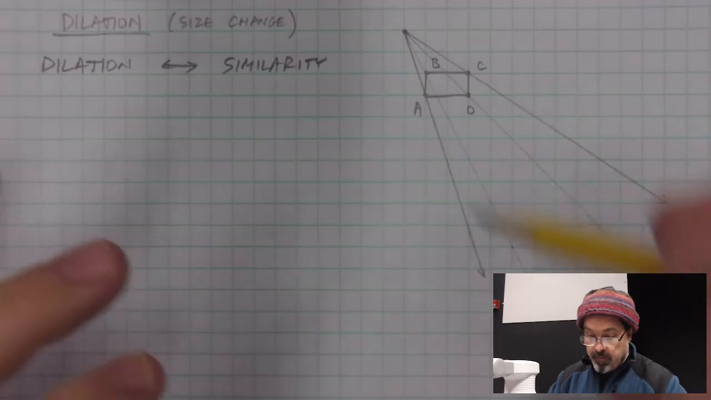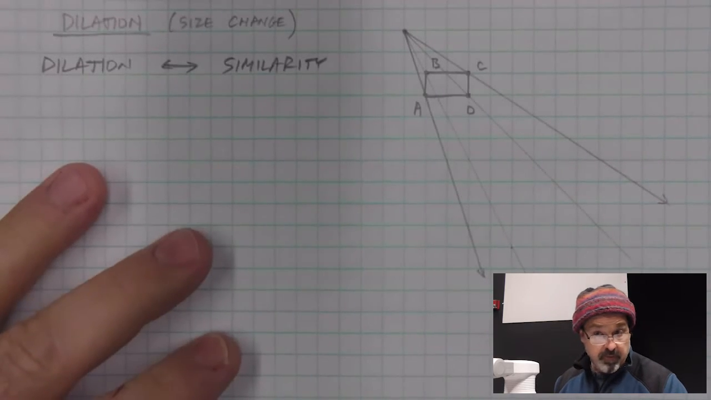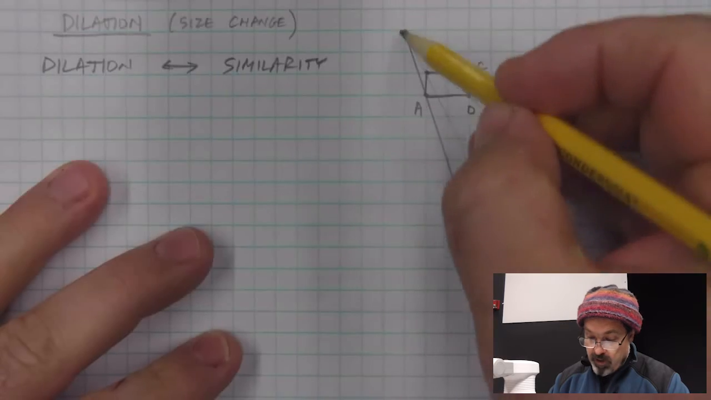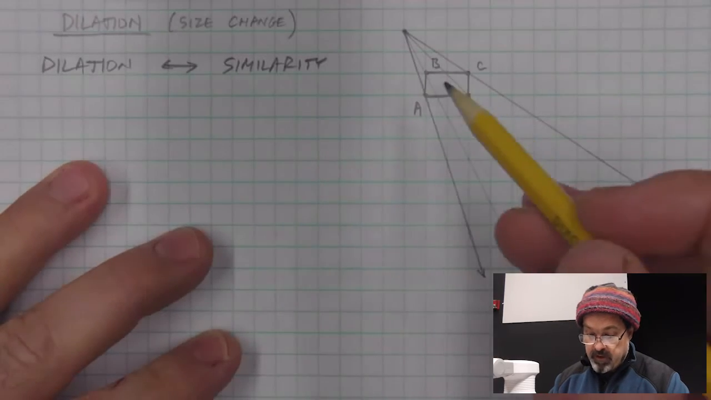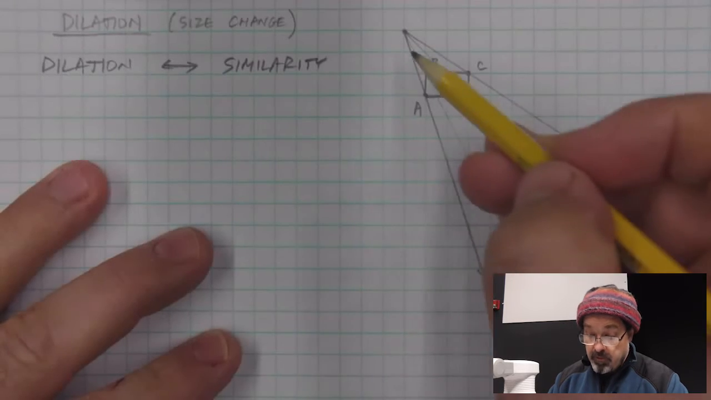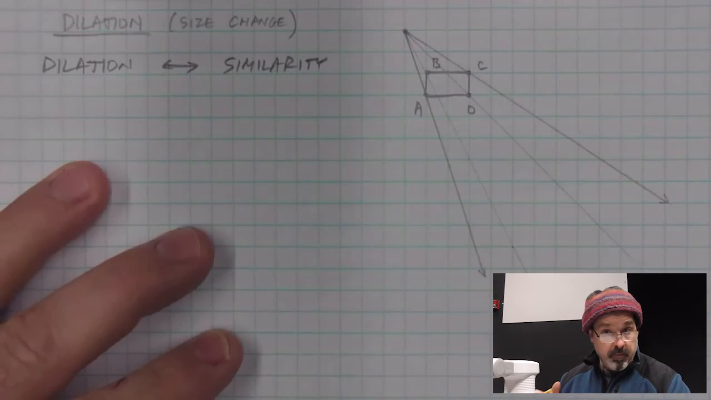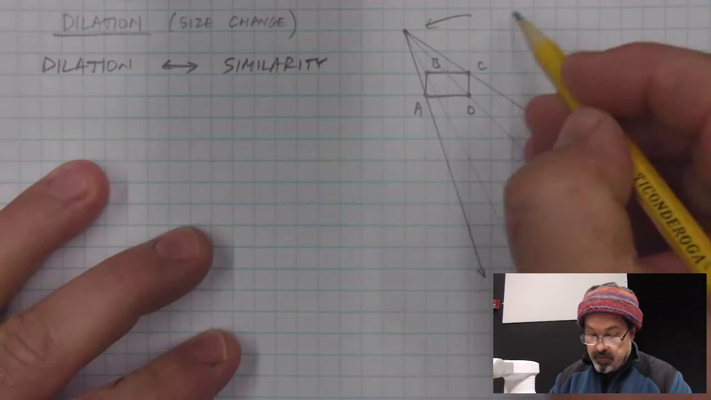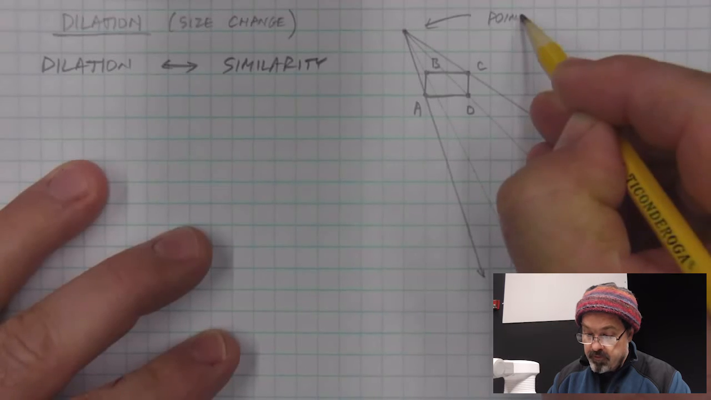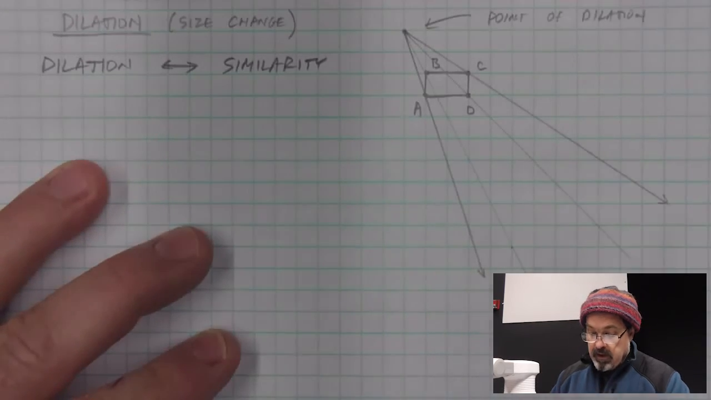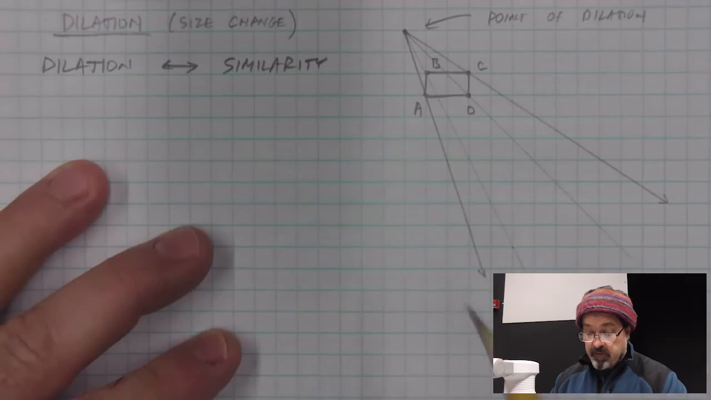Here we have the geometry of a dilation that has started. We have a point and rays coming off those points that intersect with the vertices of a shape. We're prepared to use these rays, these lines, to help guide us to do a geometric dilation. This here is called the point of dilation. We use these rays as a guide.